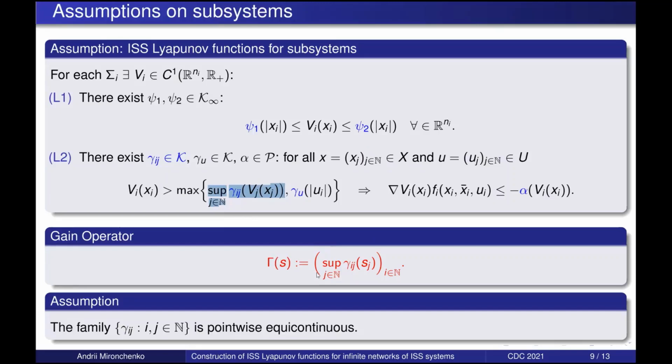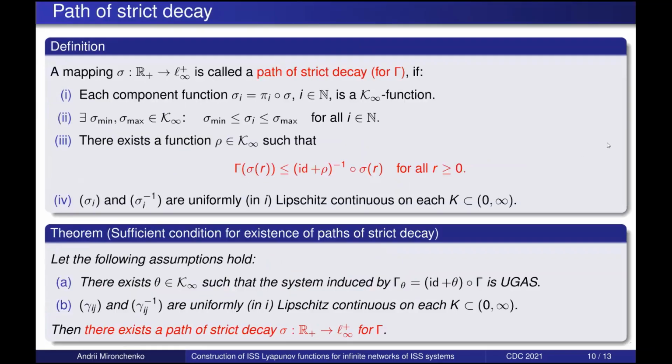We assume that this family is pointwise equicontinuous, so this operator is well defined and continuous. And now it turns out that the question whether the whole network will be stable or not will depend on the properties of this operator again. We will need one more definition.